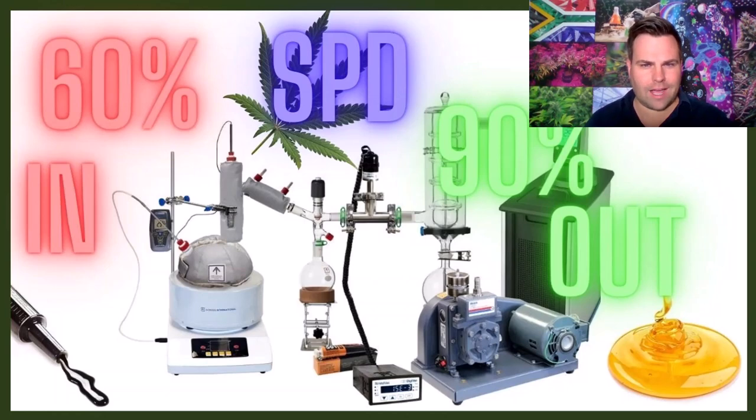Have you ever wondered how to take your cannabis oil and really enrich it? To actually move the cannabinoids from something like 60% all the way to 90% concentration? Well, to do that, you're going to need to use something like short path distillation, or SPD.